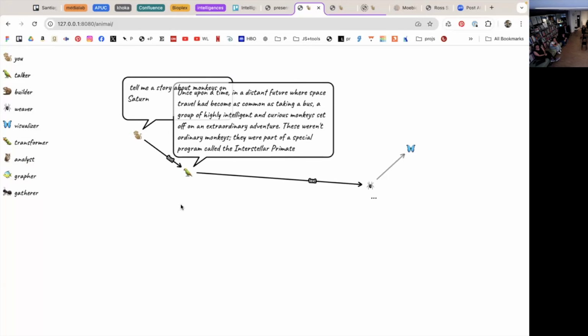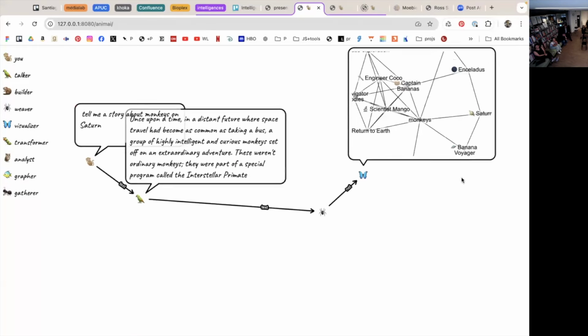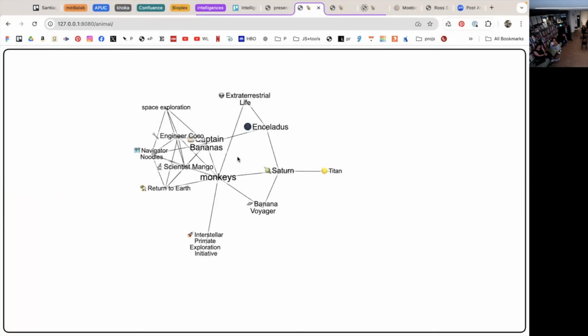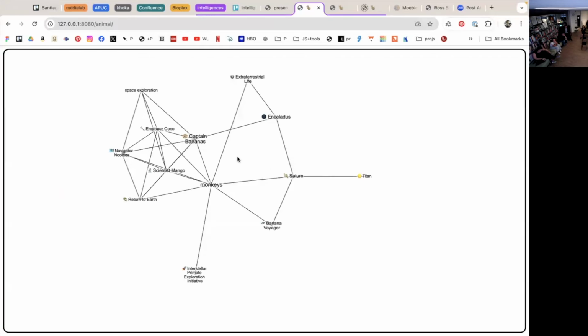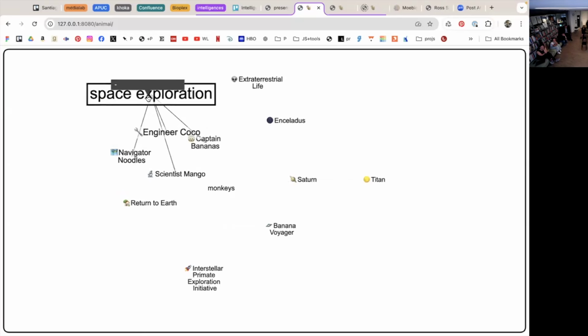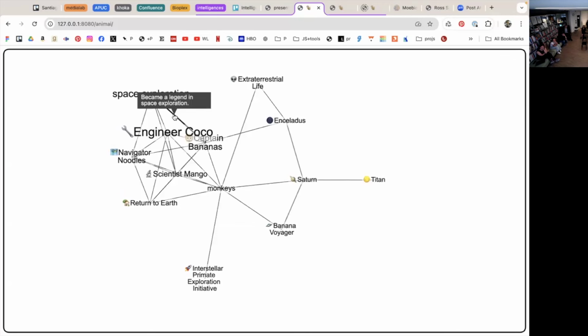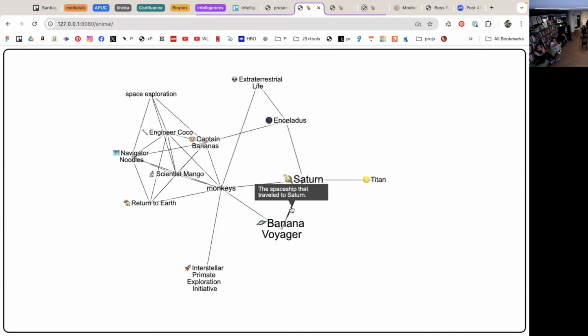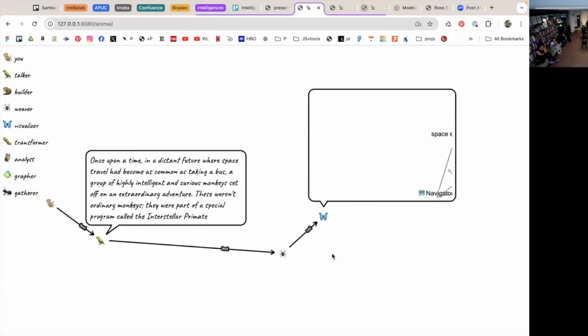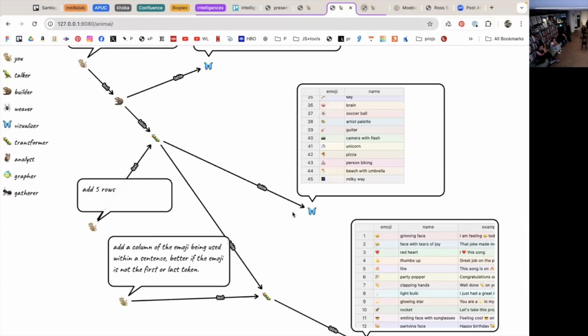So this is the main idea. It's a little bit like a studio, but again, I use monkeys to describe what you expect in many cases. And the weaver creates a kind of system, an ontology of the story. So Captain Bananas, the engineer Coco, and they do a lot of space exploration. You can see the relationship between the characters. Saturn and Banana Wire. The Banana Wire is the spaceship. That's interesting. And they also go to the moon of Saturn, Titan, the biggest one. Yeah. So this is one example.